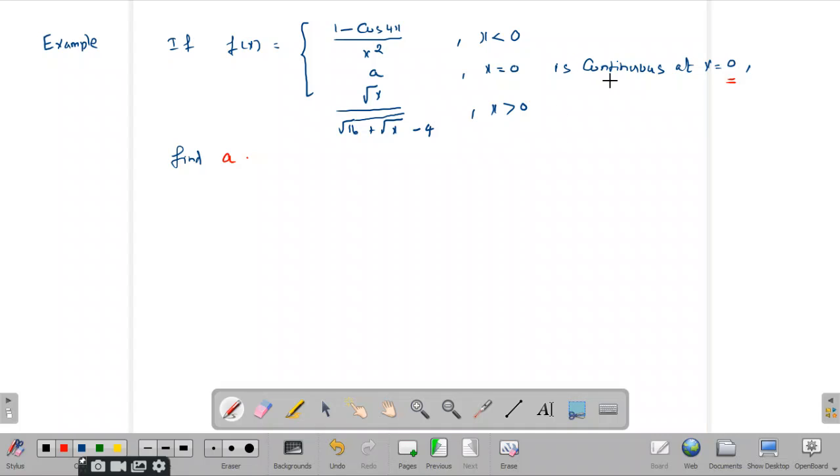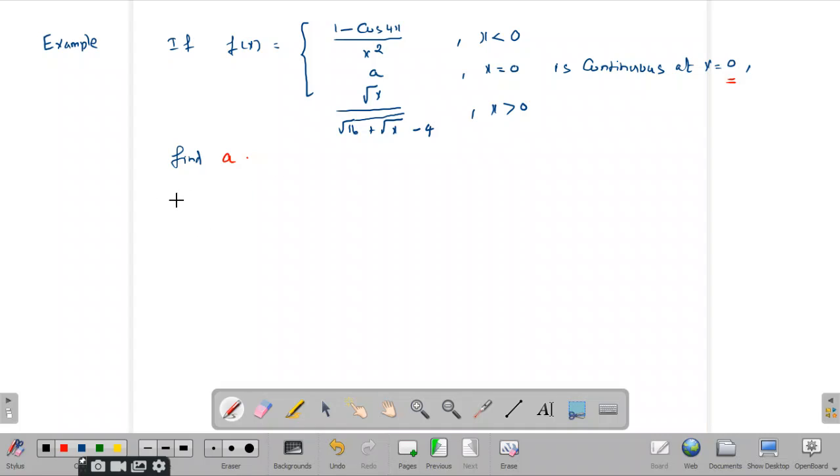The function is already given as continuous, meaning the left limit alone is enough; we need not test everything, unlike a board based solution where left limit and right limit, everything should be tested. It is already reported as continuous at x equal to 0, so of these two branches, whichever branch seems to be easy or friendly with respect to you, you can select. From my point of view, 1 minus cos 4x divided by x square can be handled more easily than the square root involved function. We are interested in finding a.